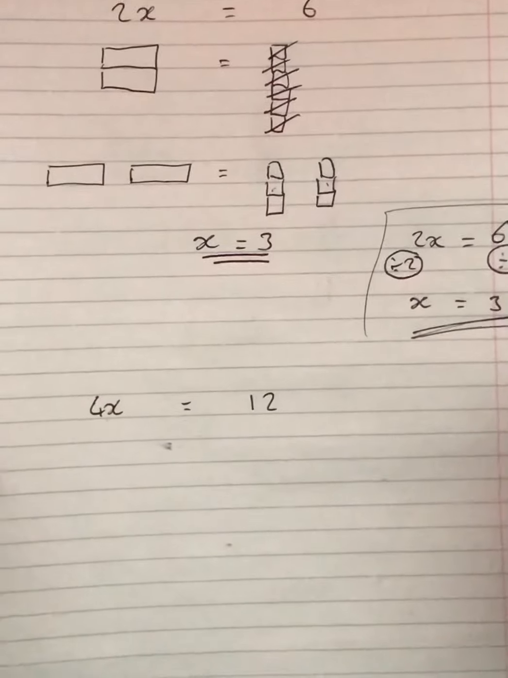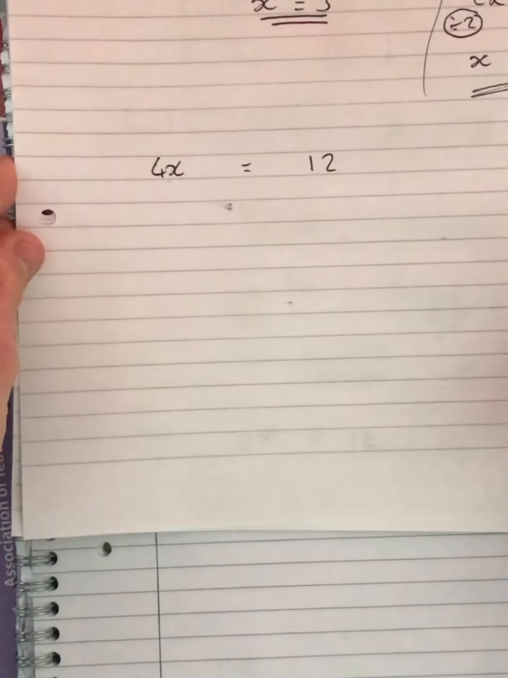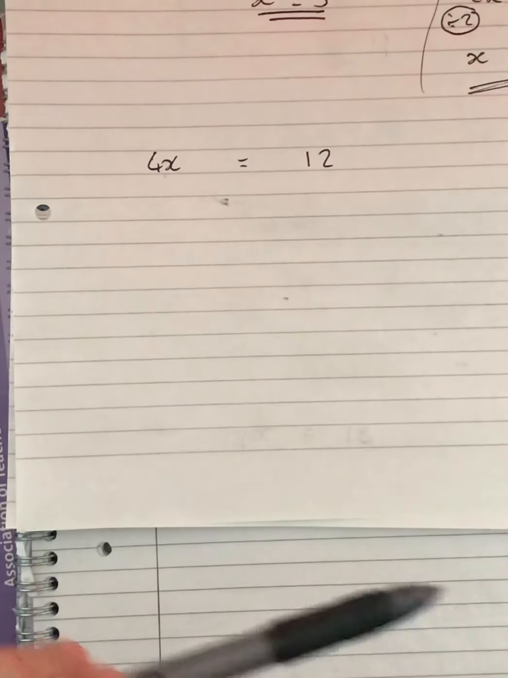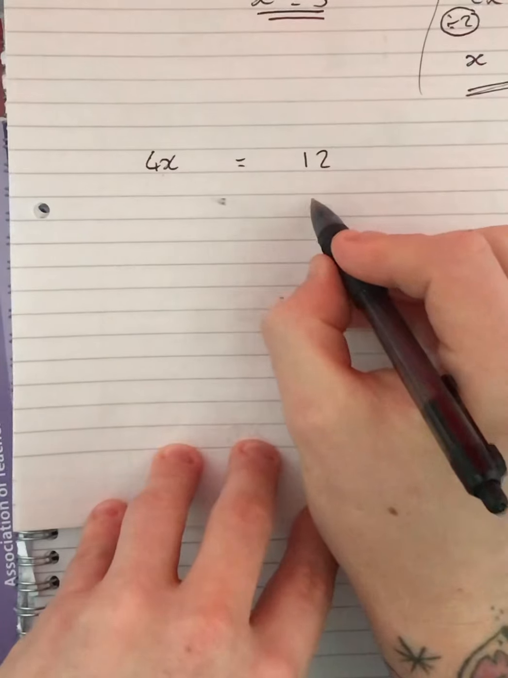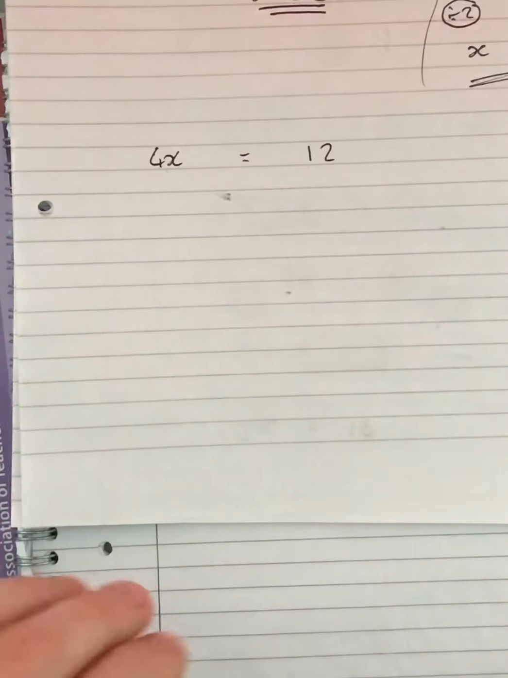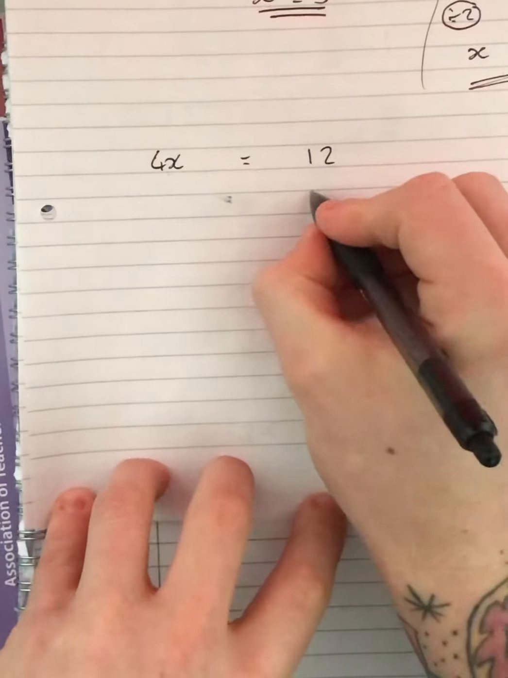Guys, I want you to pause the video again, and I want you to have a go at 4x is equal to 12, and you can do that using the diagrams or not. It's entirely up to you. I will show you both methods once you've had a go at it. So pause the video now, please. Okay guys, you've hopefully had a go at that now.